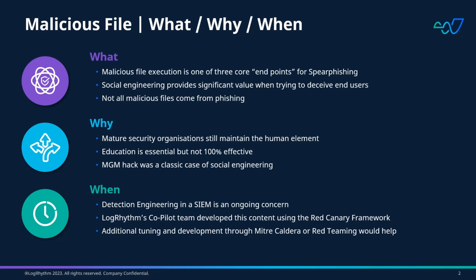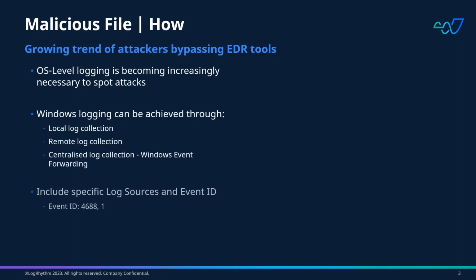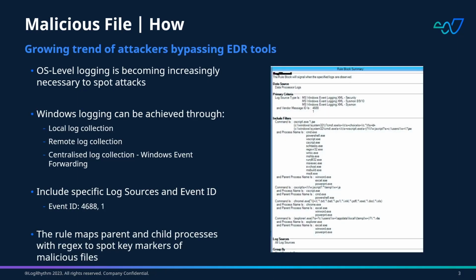The LogRhythm Copilot team created a rule to monitor for malicious file execution based on threat emulation tests done using the Red Canary framework. This allows for a comprehensive rule to be created that maps against a variety of potential malicious executions, though this could absolutely be expanded through additional testing with tools like MITRE Caldera or collaborating with red teams. LogRhythm has seen a growing trend in the market of adversaries bypassing or turning off EDR tools as part of initial access, so the requirement for increased OS level logging is a clear one.